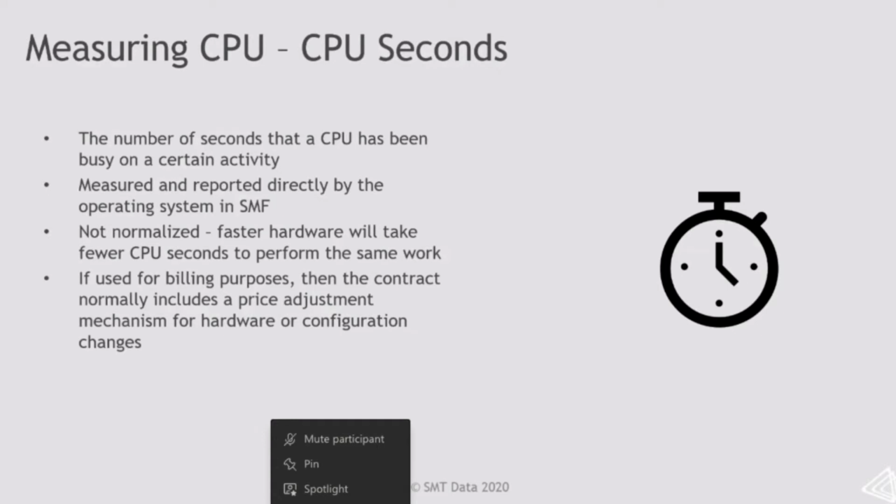The problem with it is it's not normalized. So as your outsourcer changes the hardware configuration, puts on faster hardware, more CPUs, the number of CPU seconds needed to do the same amount of work is going to change. So generally, it's not used for billing purposes, or if it is, then there's some mechanism in the contract to adjust the price as the configuration changes. But it's the basic unit from which everything else is derived.